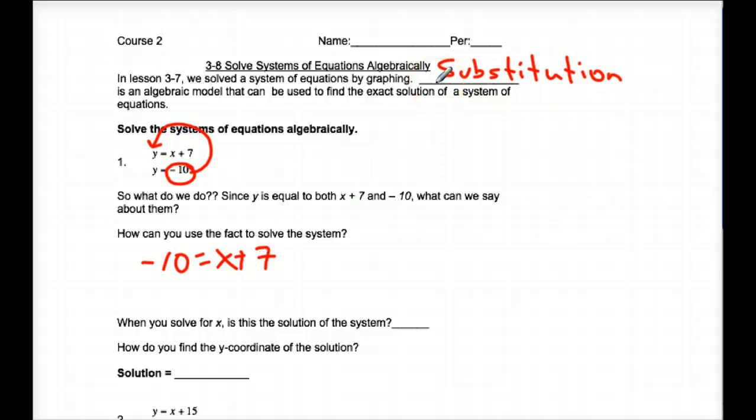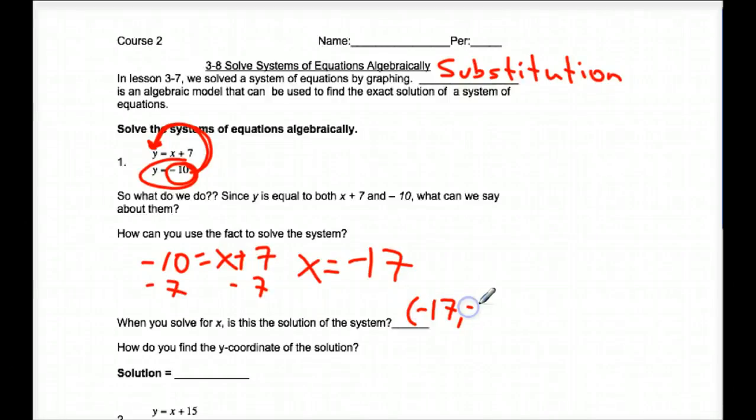Does everybody see what I just did there? We know that y equals negative 10, so I'm going to take negative 10 and substitute it in for y. Everybody subtract 7 from both sides and figure out what x equals. How many people got negative 17? Guess what x equals in this problem? Negative 17. Guess what y equals in this problem? Negative 10. Pair them up as an ordered pair: negative 17, comma negative 10.